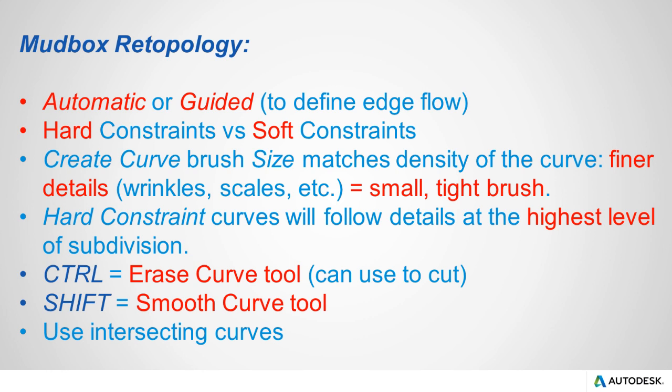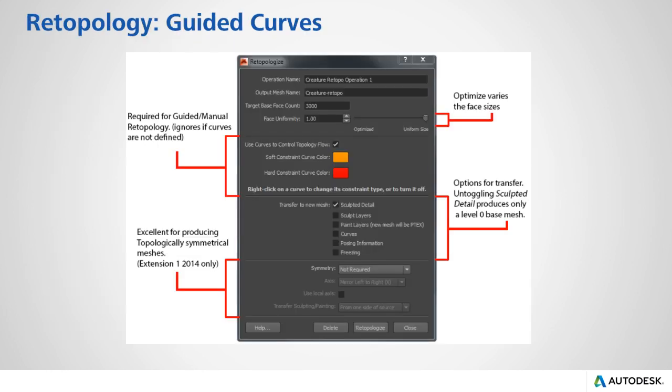And the last tip with using curves in guided retopology: it's good practice to use intersecting curves, or curves that fall over top of each other and go beyond each other. So not just ending on a point, but rather take those curves further along so that you're suggesting or guiding them, so that the resulting mesh topology will build a nice uniform quad layout for you.